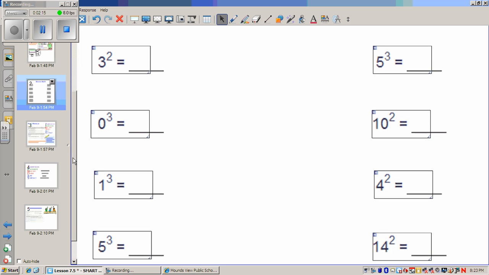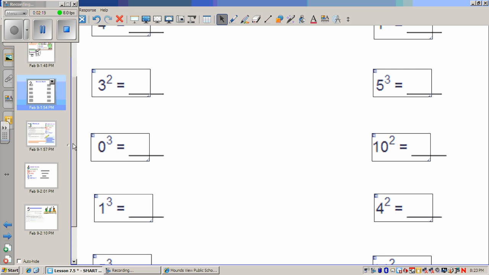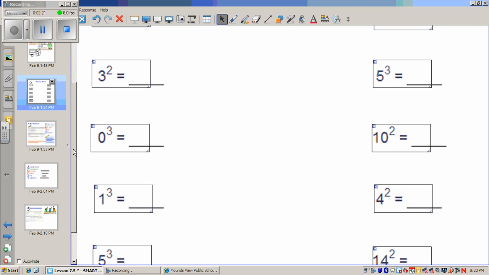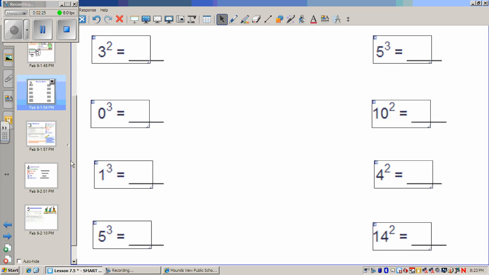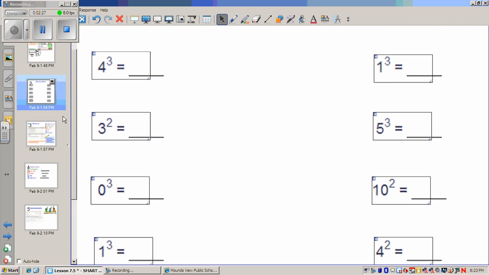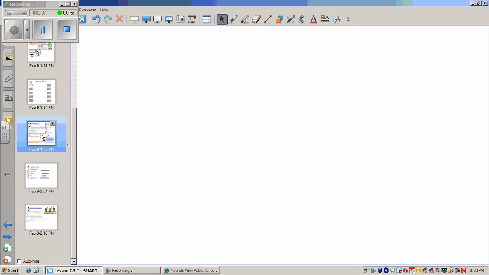So again, I'll go back up so you can see. 1 to the third, 5 to the third, 10 to the second, 4 to the second, and 14 to the second. So you have 10 problems you need to bring in written in standard notation, which means the answer, not 5 times 5 times 5, but what is the answer of that problem. All right, let's keep going.